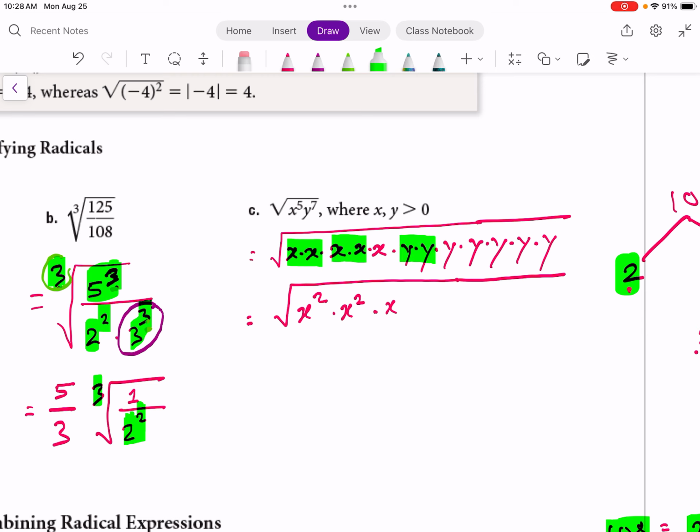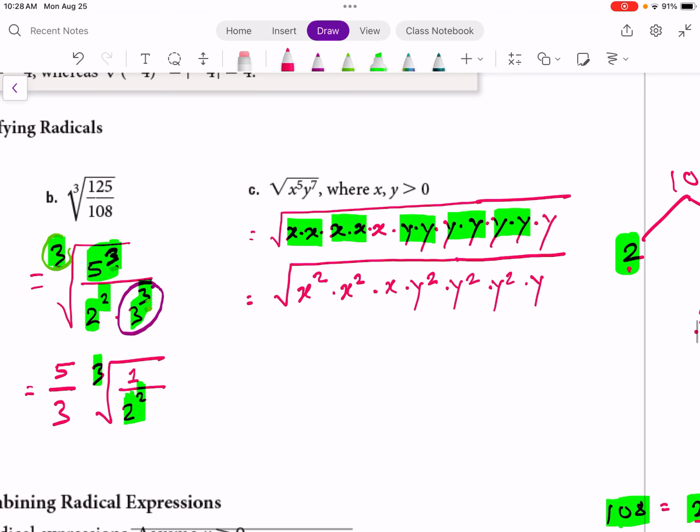So y times y, which is y square, y times y, which is y square, y times y, which is y square, and we have y by itself. Once you know the index, you always try to rewrite the radicand with that index as an exponent. Our index is 2, and because of that we choose our exponent to be 2.